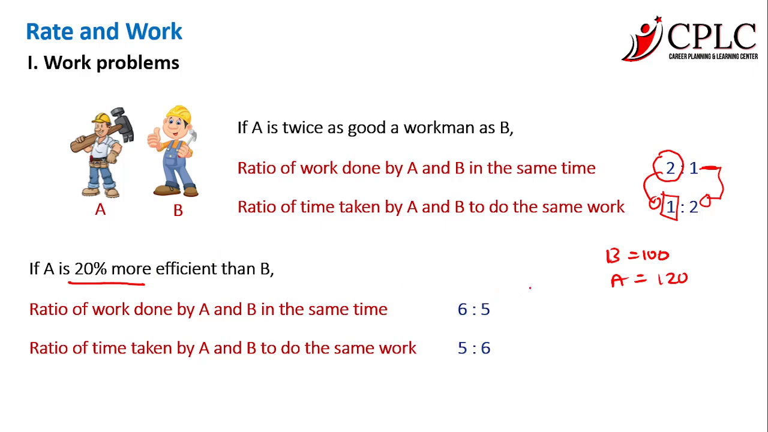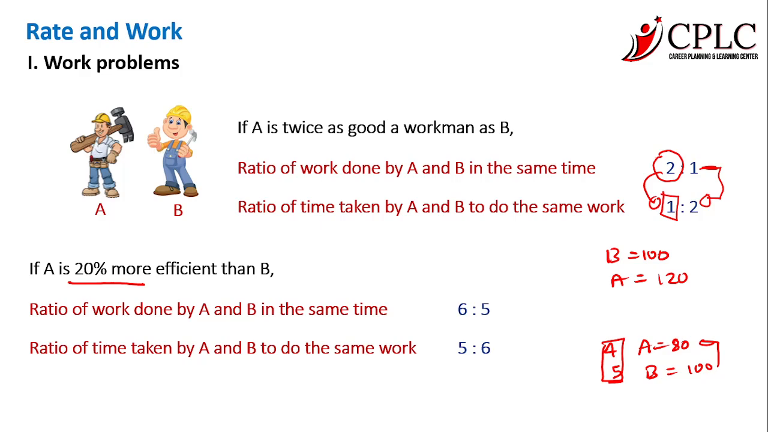Suppose it would have been 20% less efficient, then A would have done 80 and B would have done 100 only. So the ratio of A and B would have been 4 is to 5, and so on and so forth. That is the work done, then time is obviously the inverse of that. So that part will always be there. You will come to know from the language of the question, and you will be able to figure out what is supposed to be done and how it is supposed to be done, basically. So that's the second way of representing efficiency.